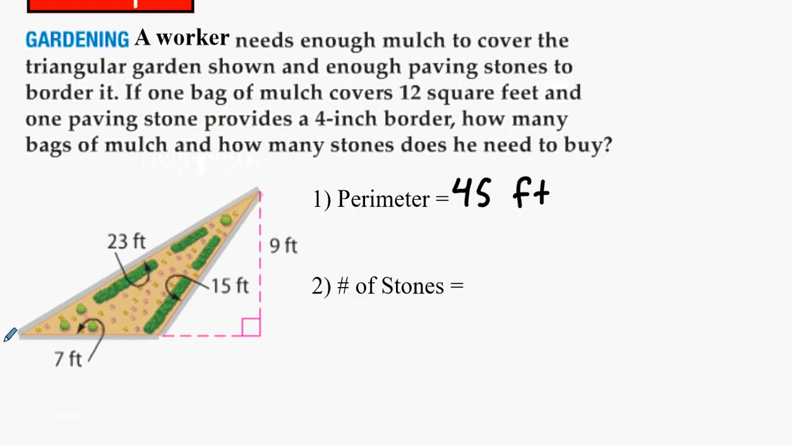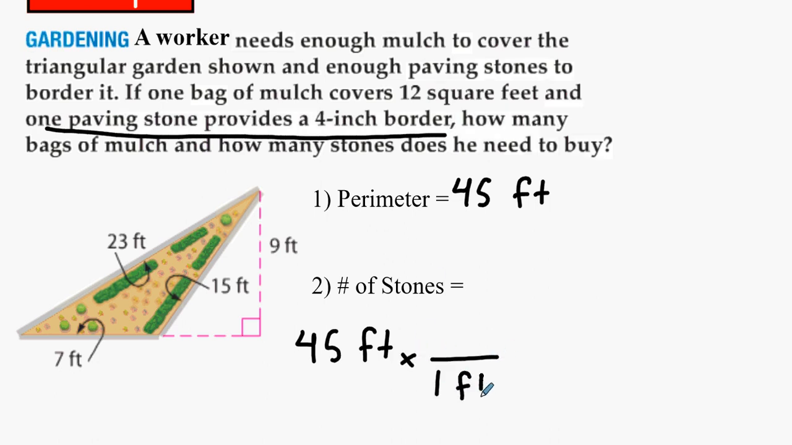How many stones would that take? Well, we need 45 feet of stones, and it says one stone does 4 inches. That means if I want 1 foot, I need 3 stones. So I can multiply by 3 stones over 1 foot, and feet will cancel. And 45 times 3 is going to make, what, 135, is that right? Yep, 135 stones.